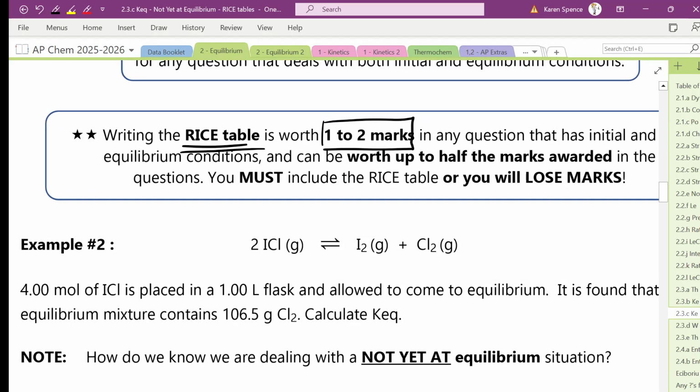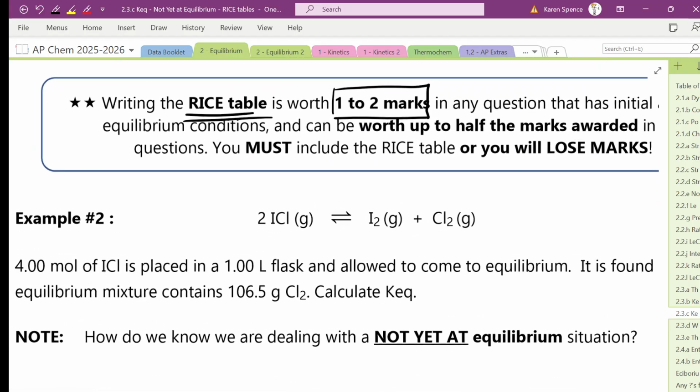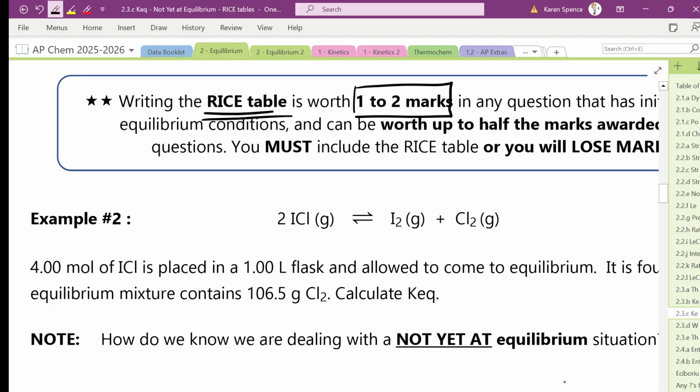All right, now in the last question, we were told initially this was put into a flask. So we're like, oh, we're not at equilibrium yet. In this particular question, I'd like you to read it. And then we're going to see how do we know we're not yet at equilibrium, and we're going to need to use a Rice table. Take a read through that question.